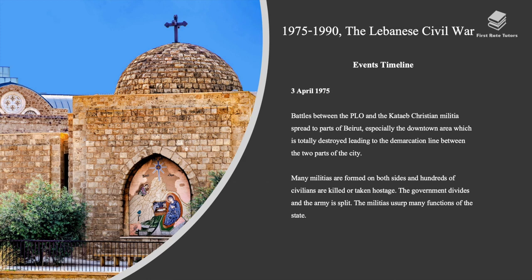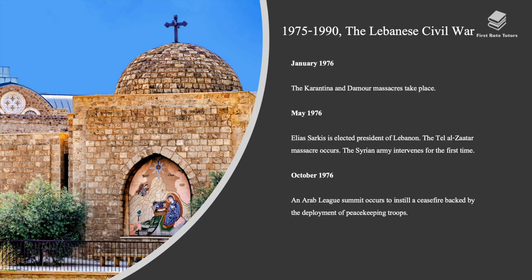In April 1975, battles between the PLO and the Kataeb Christian militia spread to parts of Beirut, especially the downtown area, which is totally destroyed, leading to the demarcation line between the two parts of the city. Many militias are formed on both sides and hundreds of civilians are killed or taken hostage. The government divides and the army is split. The militias usurp many functions of the state.